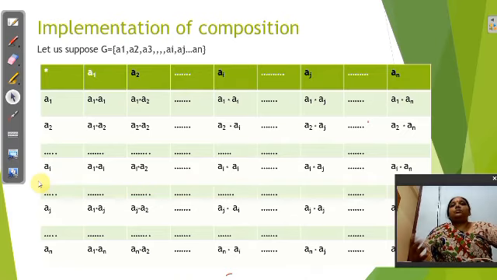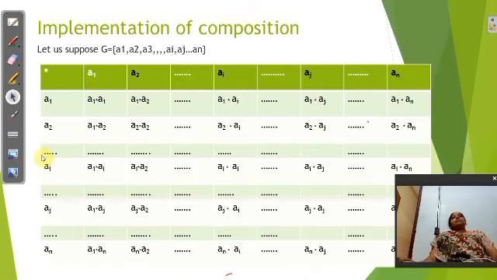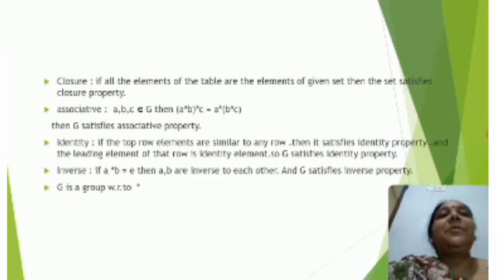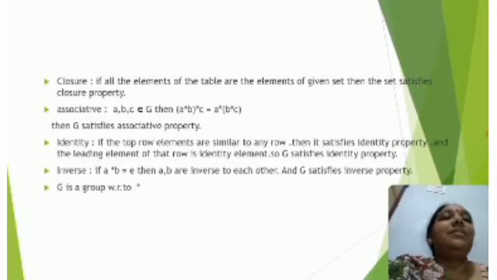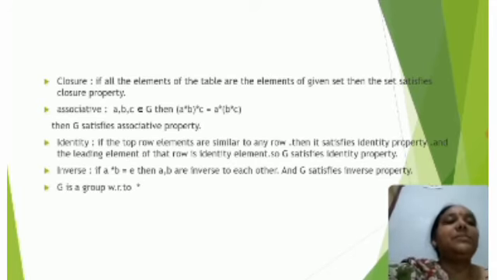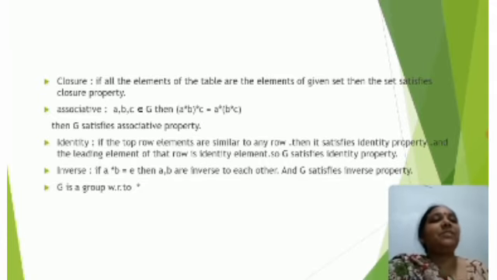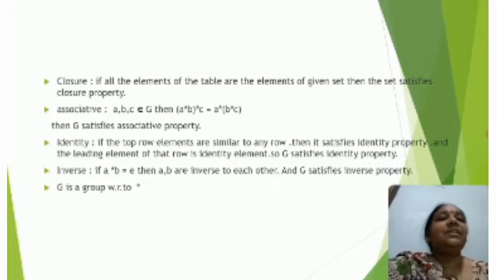Now, how to check whether it is satisfying group properties or not. For the closure property, we have to check whether all the elements of the table are elements of the given set. If the elements in the table are elements of the set, then we can say it satisfies the closure property. Associative property means we have to take any three elements, change the grouping of those three elements, and check whether it is satisfying the associative property or not. If the products or sums on both sides are equal, then we can say it satisfies the associative property.